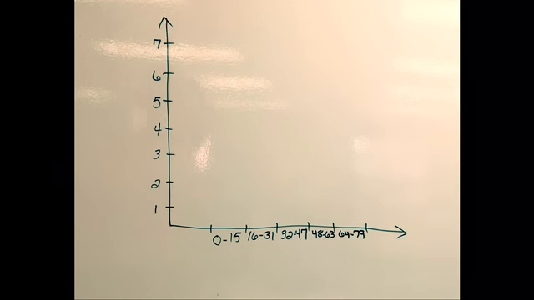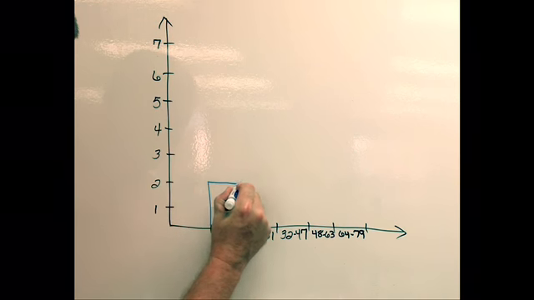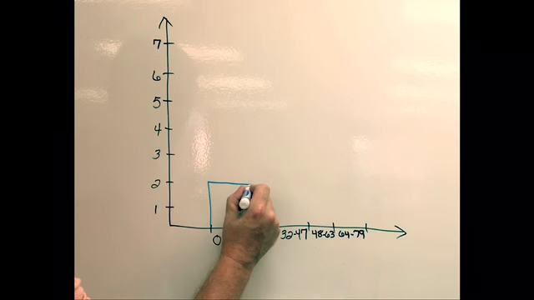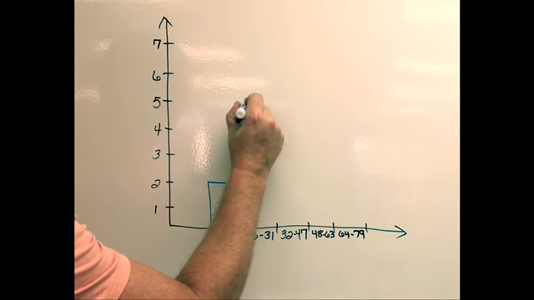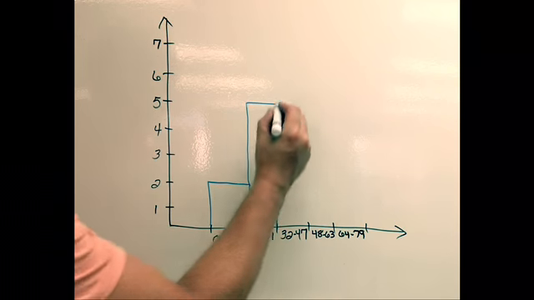Now let's put the bars in our graph. Two times I had a person between the ages of 0 and 15. So I am going to put a bar up to 2 for this bin. Ages for my next bin occurred 5 times. So I'm going to draw a bar over that bin up to the number 5.